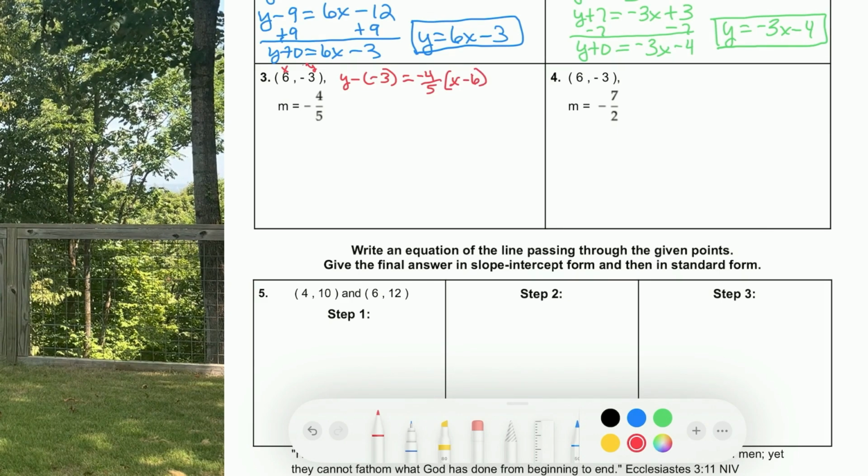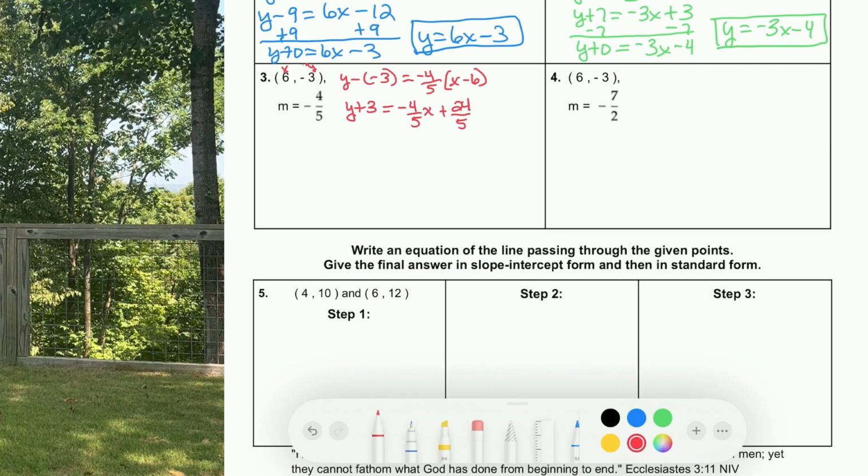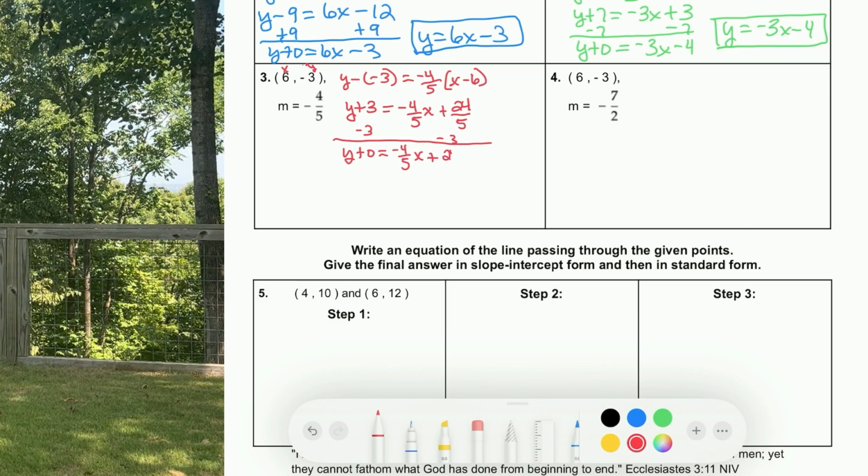Go ahead and do keep it, change, change here. So that becomes y plus 3 equals negative 4/5 times x is a negative 4/5 x. Negative 4 times negative 6 becomes a positive 24, and keep our 5. So now I need to subtract 3 from both sides. I get y plus 0 equals negative 4/5 x plus 24/5 minus 3.